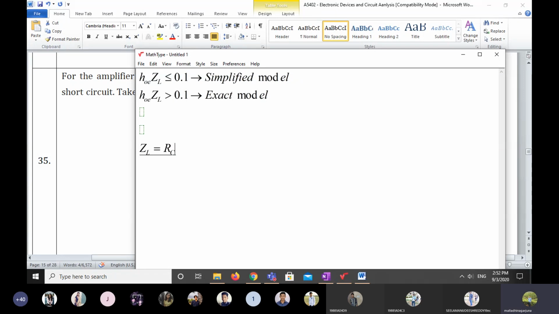Okay, so please keep these points in your mind. This will be very useful to you when you are solving the problems. If RL is given, RC parallel to RL is the ZL. If RL is not given, RC itself is your ZL, the load resistance.